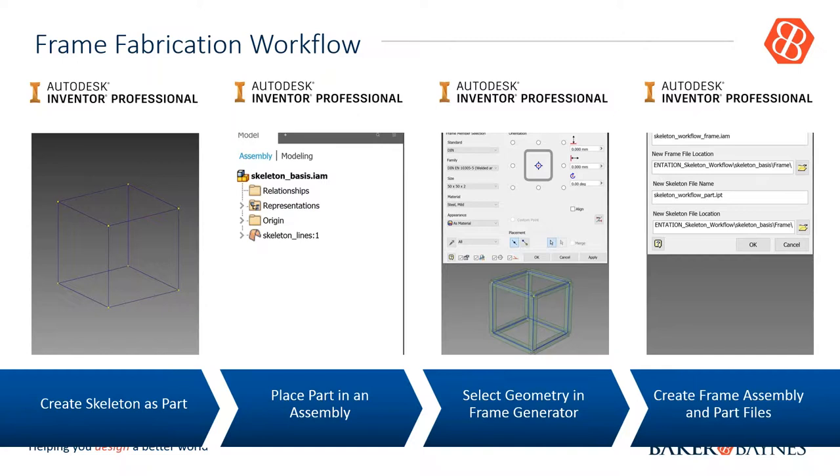We start off with the skeleton sketch. We place that sketch in an assembly. From there, we use the skeleton geometry frame generator to generate the frames for it, and then from that frame generator we can pull out part files, so we can look at the cut list and the bill of materials as well as the single parts from there.